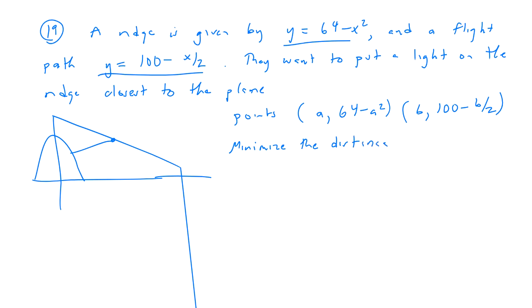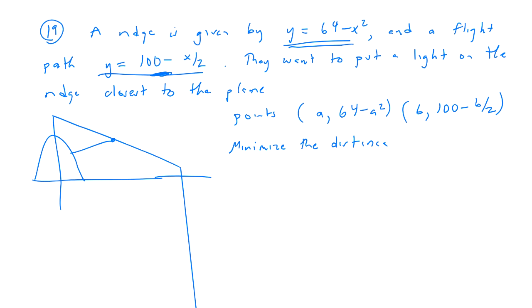And I'm going to change that in a second. Oh, so I put a into this. So if I put a into this, I get 64 minus a squared, which is y. If I put b into this, I get 100 minus b over 2, which is again the y. So I put a and b into the two functions that are given. So I want to minimize the distance. I'm not going to write it because I'm going to change this a little bit in a second.